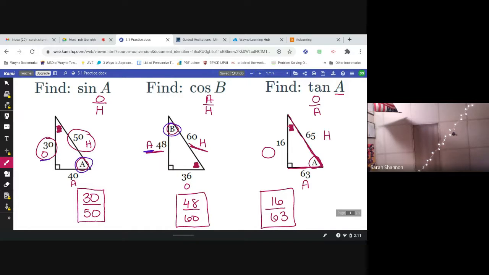Then the next three we have are going to be our cosecant, secant, and cotangent. So I'll give you guys just a second to look at those three before we move on. Do we have any questions about that?